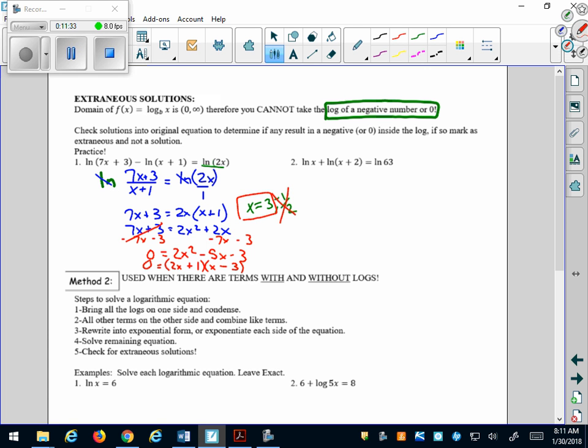Now, just be careful because it's not always the negative one that's going to cross out. I mean, what if this said ln of x minus 5? Well, then could x be 3? No, because 3 minus 5 is negative 2. So it's not necessarily just the negative x's that cross out. It's whatever plugs in to make a negative. In this case, the negative one plugged in to make a negative. But you really need to check both of them. Don't just automatically assume that a negative is going to cancel out.